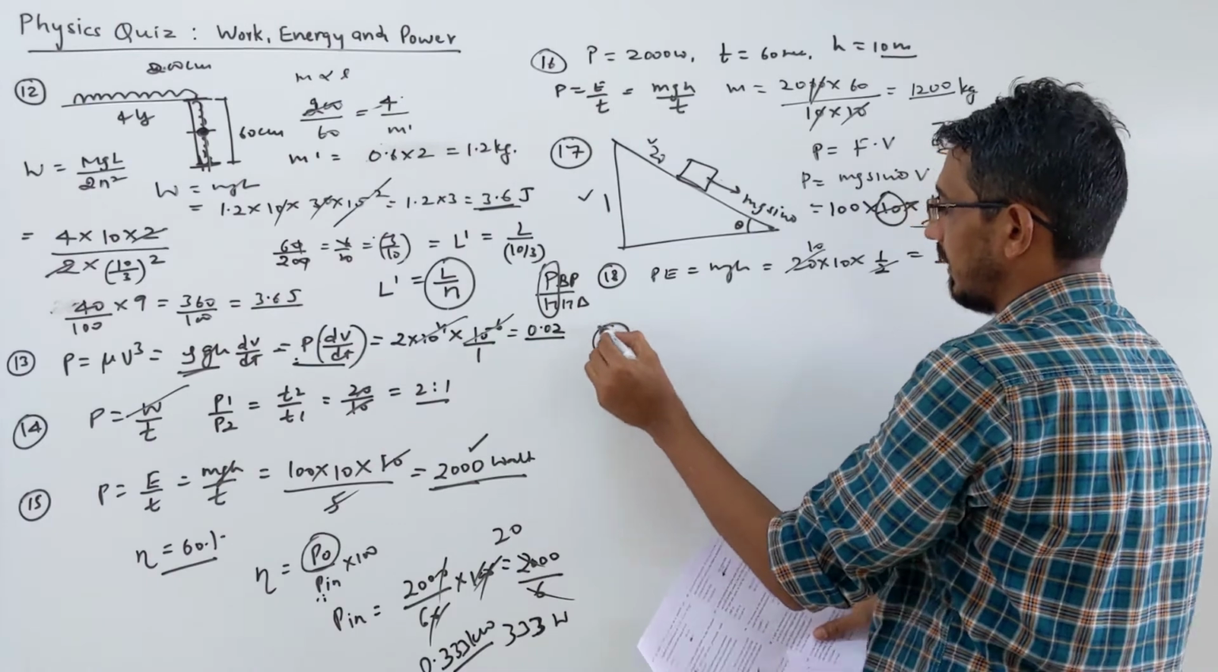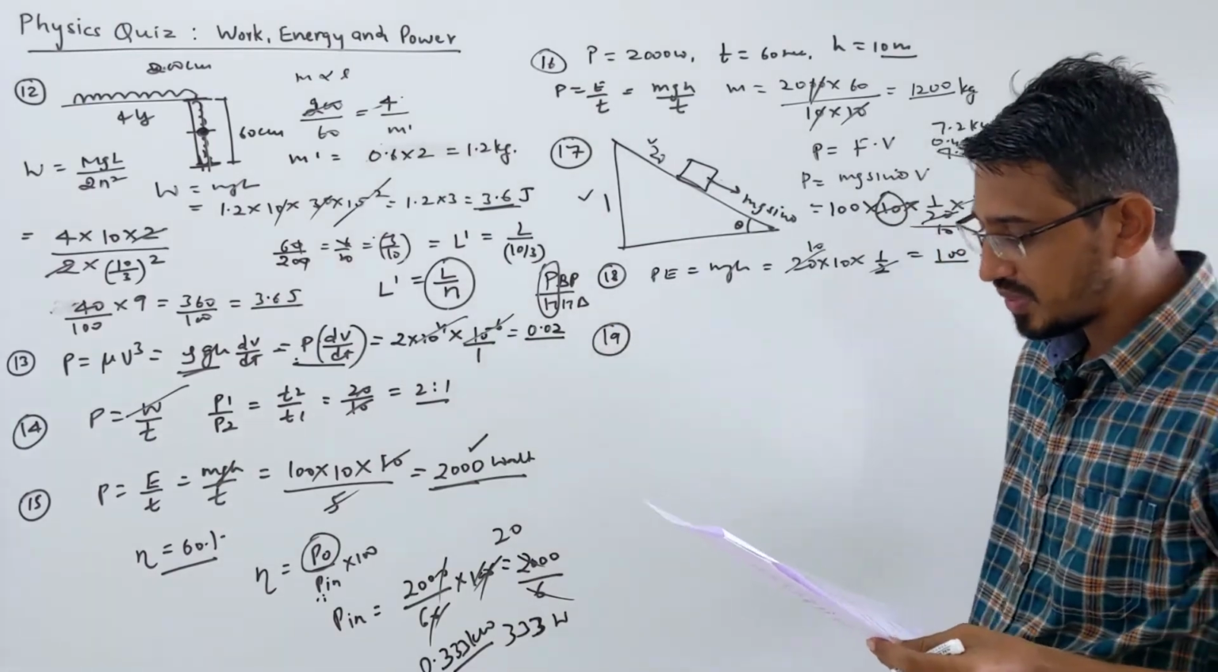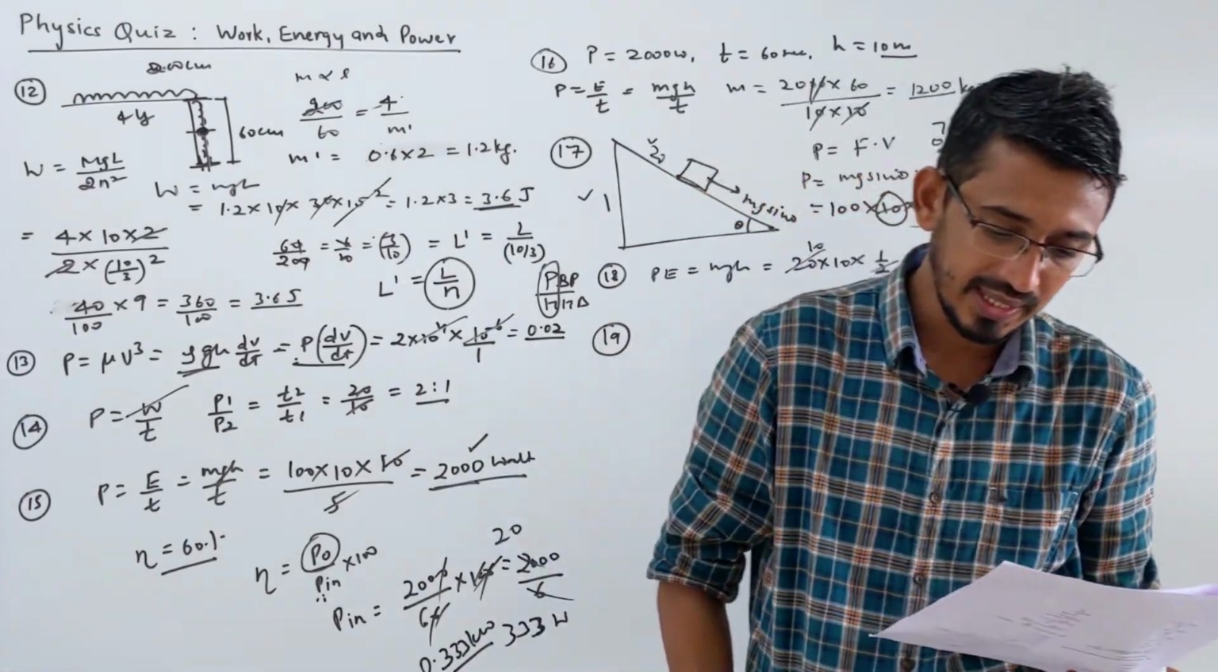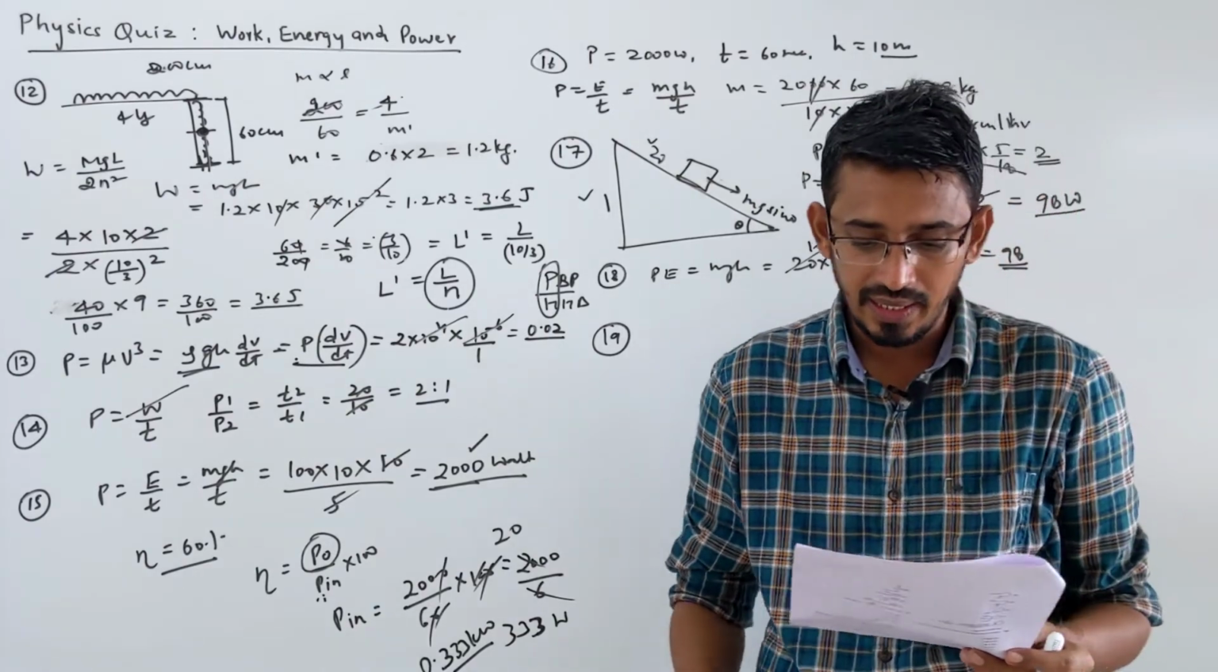Okay, question number 19. A ball is released from a certain height, it loses 50% of its kinetic energy on striking the ground. It will attain a height equal to what?